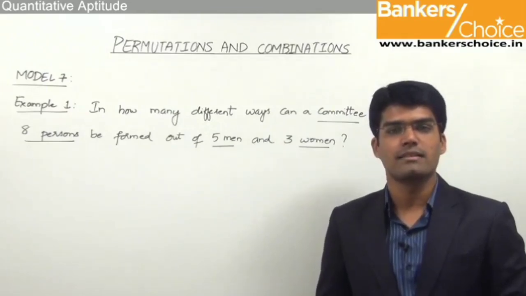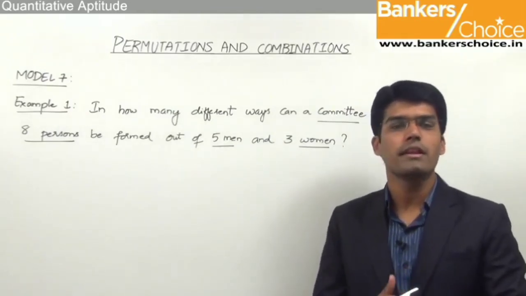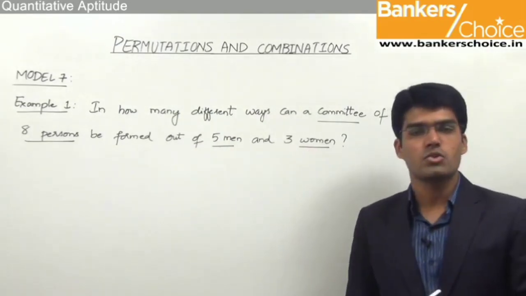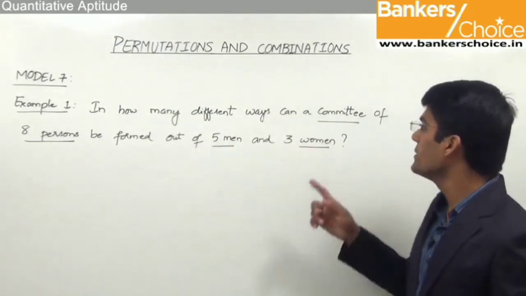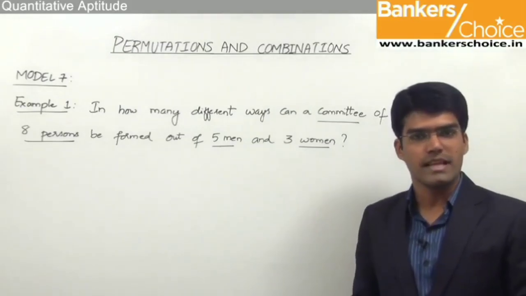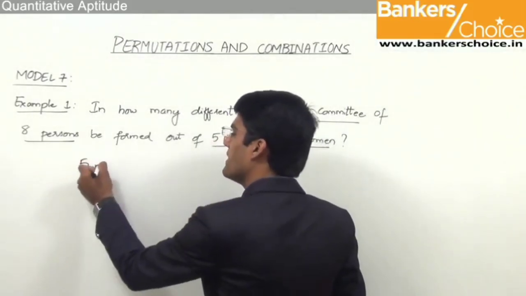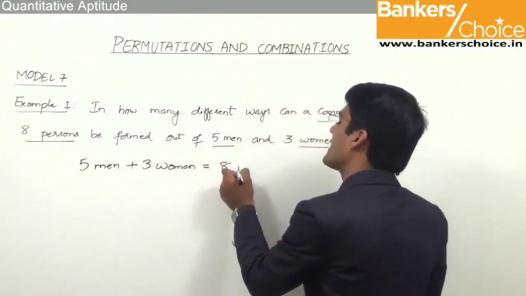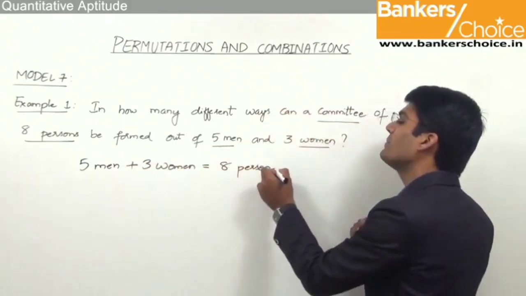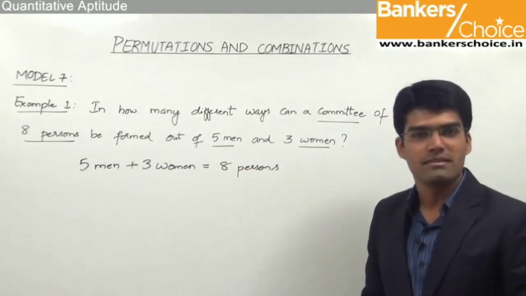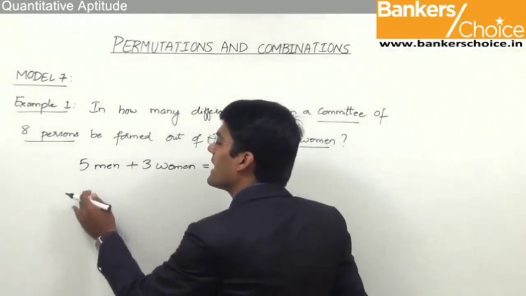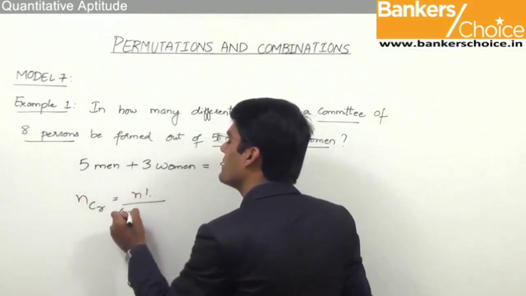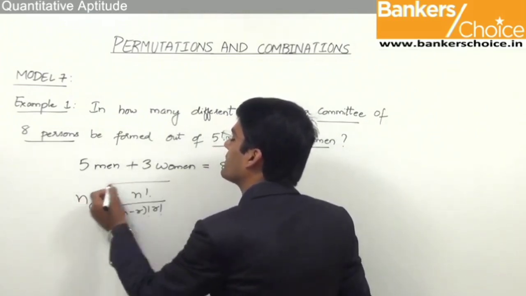which can be given as nCr, that is n factorial by n minus r factorial into r factorial. Now here we find that there are 5 men and 3 women. That means total there are 8 persons, and we need to form a committee of 8 persons. That means very clearly 5 men plus 3 women will be equal to total 8 persons. And now we need to form a committee of 8 persons out of all these 8 persons. So we can say that the answer here is 8C8.